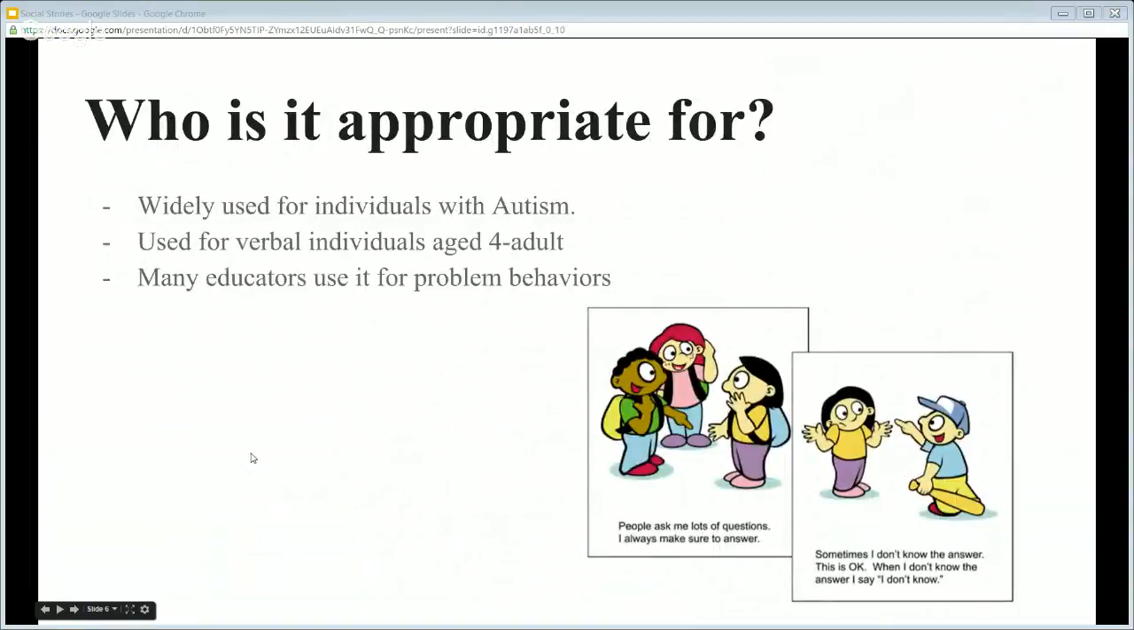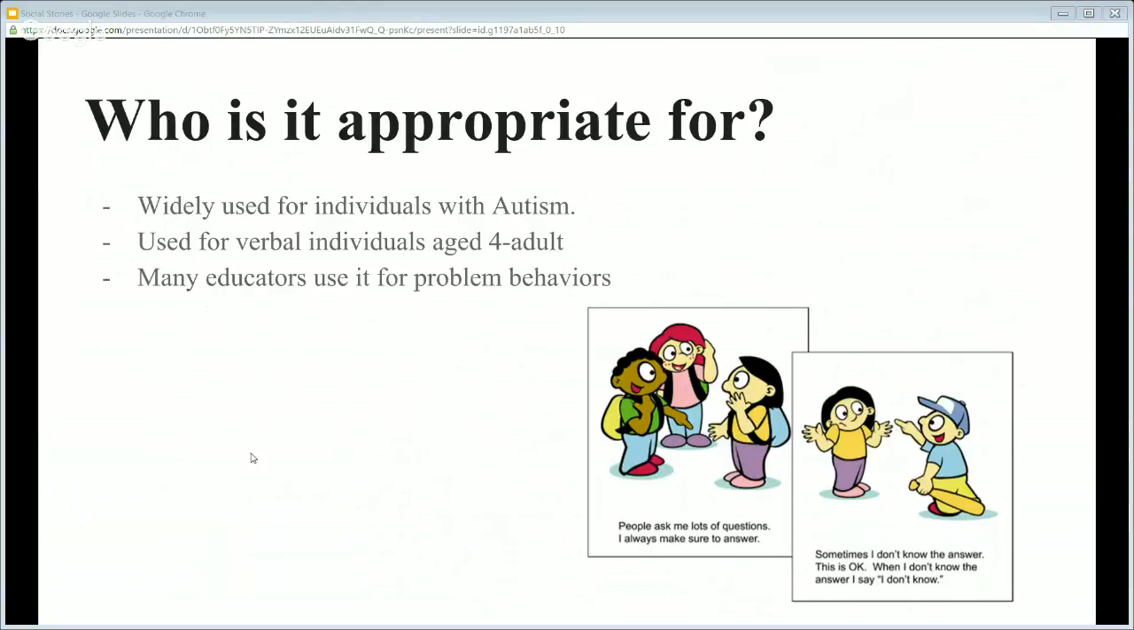So who are social stories appropriate for? Well, as we have already said, they're widely used for individuals with autism. That's who they were kind of created for. They're also used with verbal individuals, so individuals that we can talk to about the situations, that we can ask them questions about the social story, and they can give us answers so that we can see that they're understanding the social story.